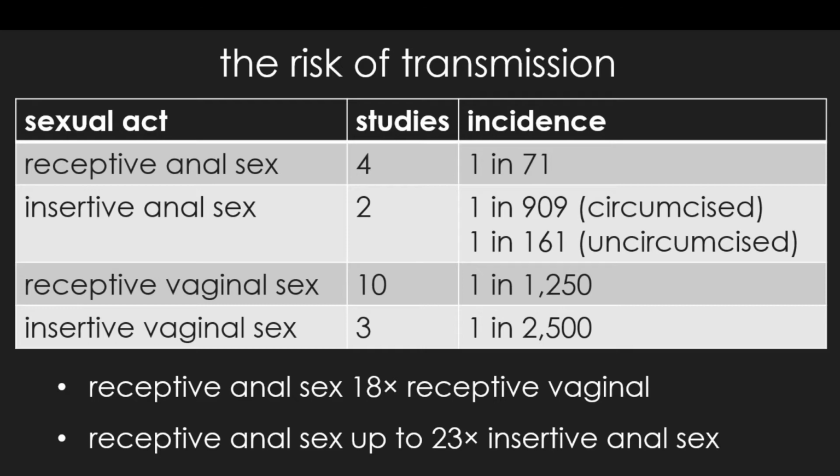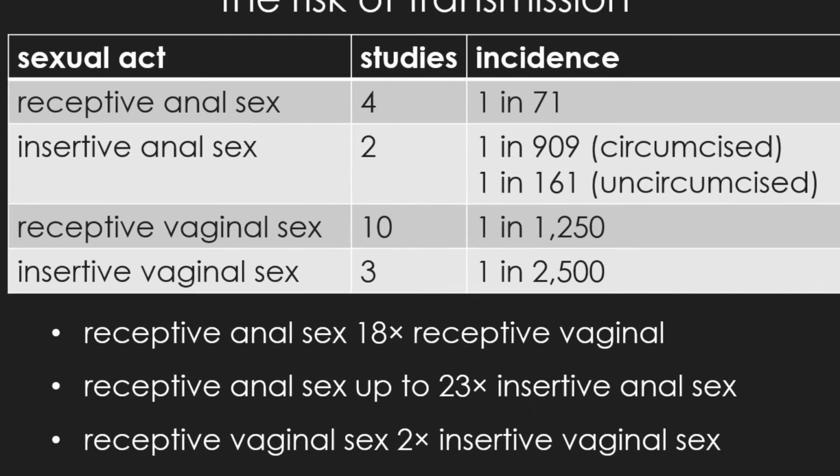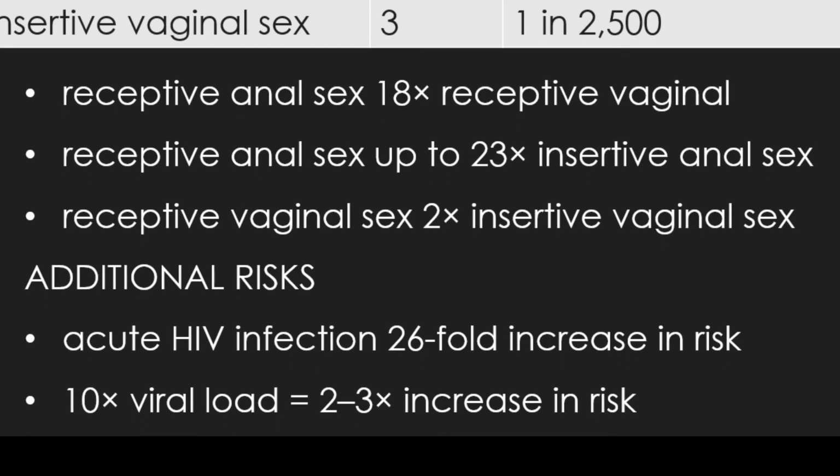So receptive vaginal sex would be the female partner in a heterosexual sex act. The insertive vaginal sex would refer to the male partner in that act. So overall, receptive anal sex has a risk of about 18 times receptive vaginal sex, and receptive anal sex has a risk of about 23 times that of insertive anal sex, and receptive vaginal sex has about 2 times the risk of insertive vaginal sex.